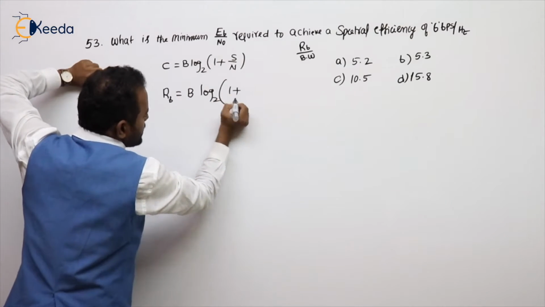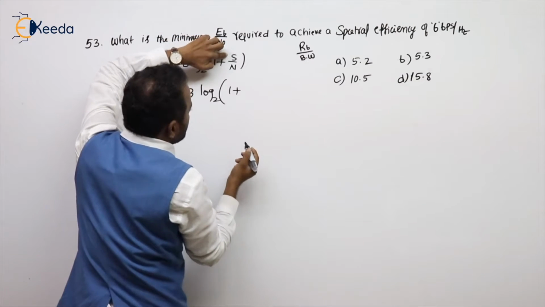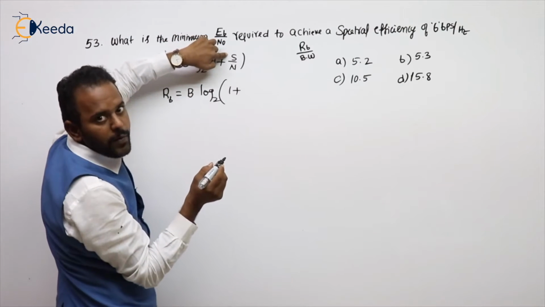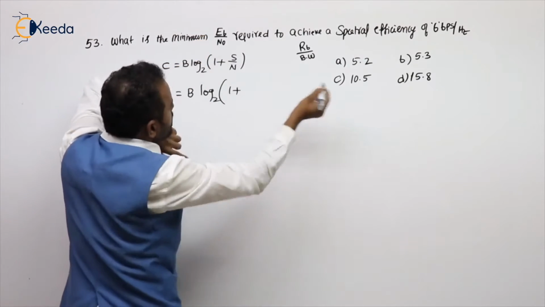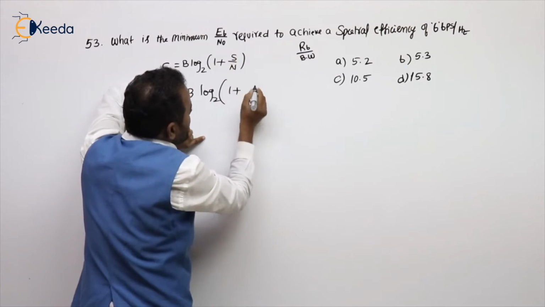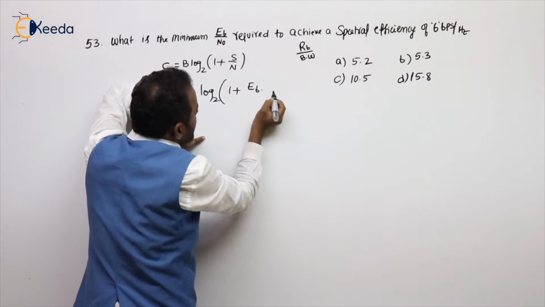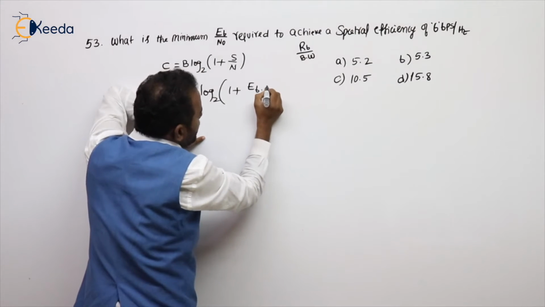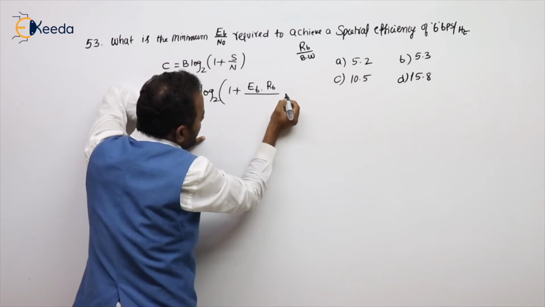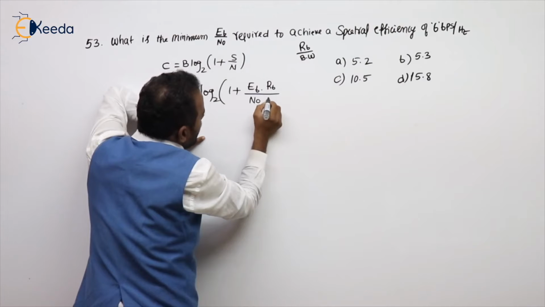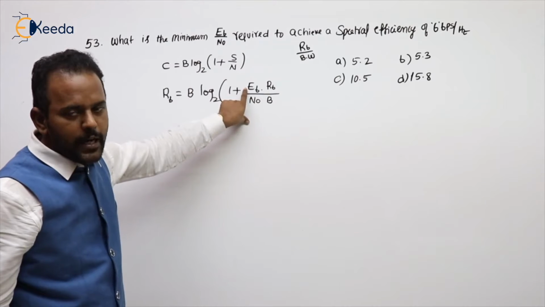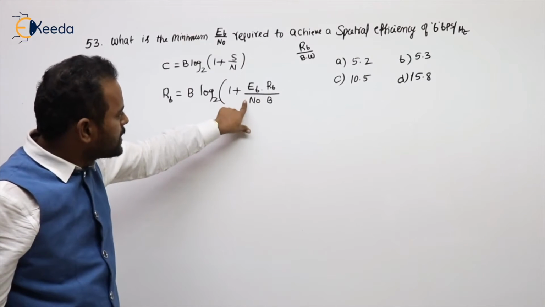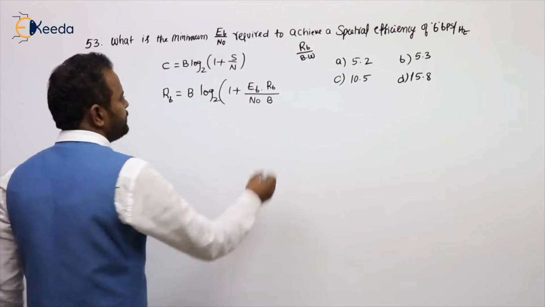Log 2 of 1 plus signal power. Power can be written how? Power equals energy by time. So I can write S as Eb, energy per bit, into 1 by time, and 1 by time you can write as Rb, and N is nothing but N0 B. Are you following? Energy by time is called power. Divided by time means divided by Tb. If I write in the numerator, Rb.